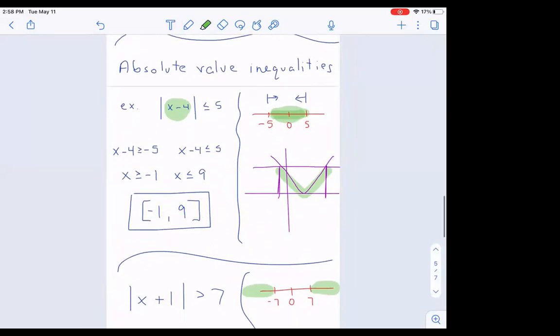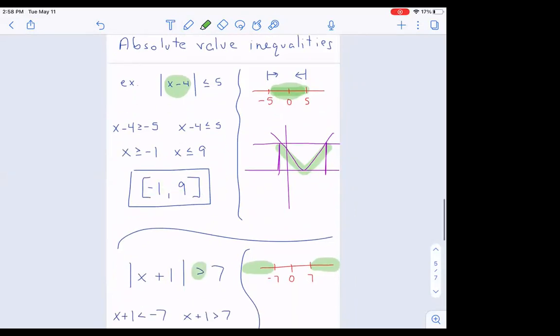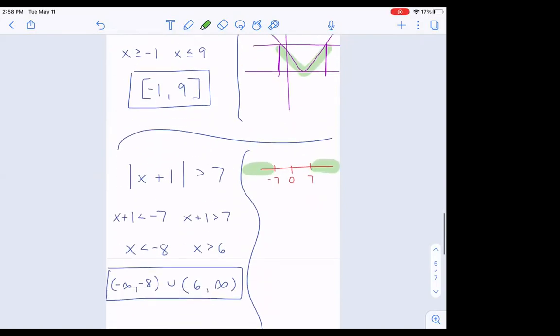As opposed to if you're looking at greater than, well, if you're looking at distances greater than, that means you have an infinite area here and an infinite area here. And that's where you have your infinite boundaries there.